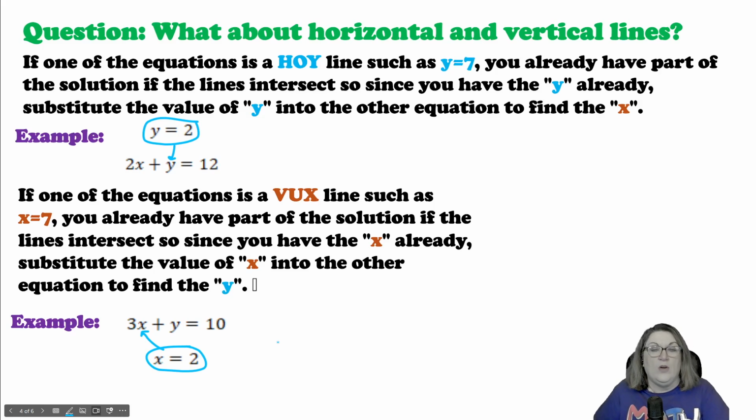So when you get horizontal and vertical lines, basically half of the solution is already there. In the first example, the y is already there. You just had to substitute it in and find the x. And on the second example, the x is already there, and you just had to substitute it in place of x to solve for the y.